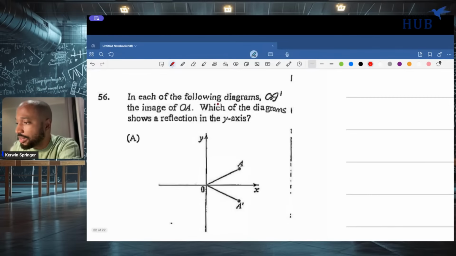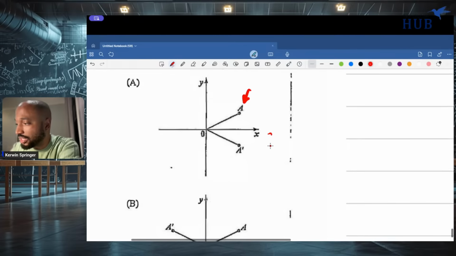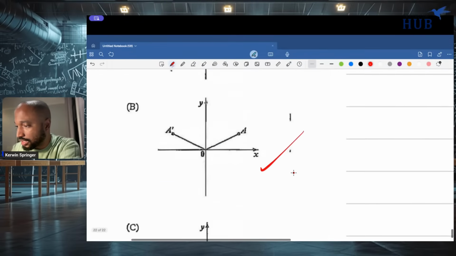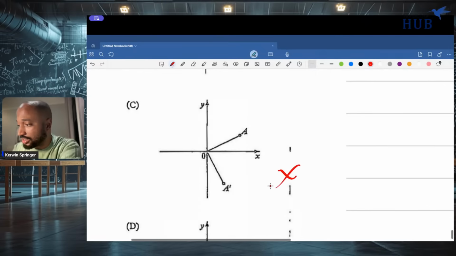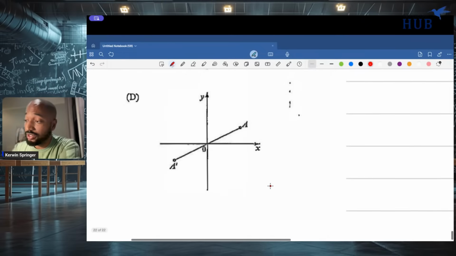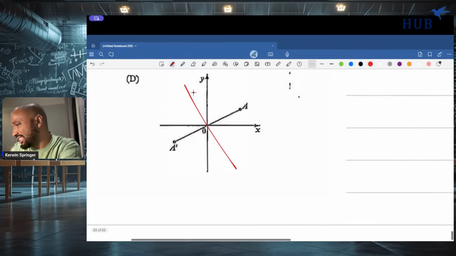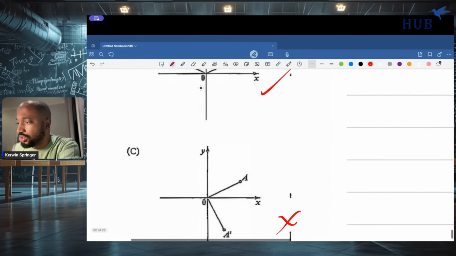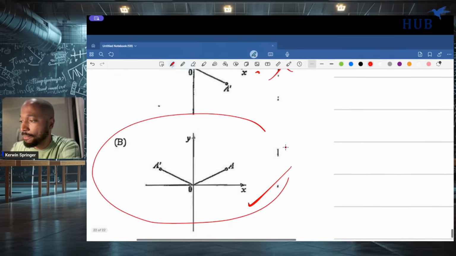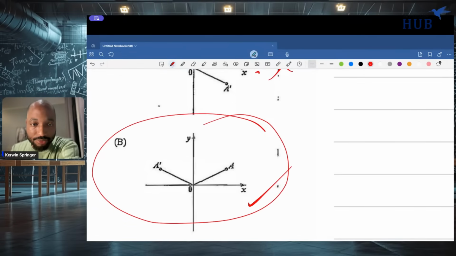In each of the following diagrams, OA, the image of OA, which of the following shows a reflection in the y-axis? So this is the object, that's a reflection in the x-axis. This is a reflection in the y-axis. This is, I don't know what that is. That's a rotation. This is a reflection in the line y equals negative x or some kind of thing. Or not even negative x, the gradient looks a little off. So the answer is B. We move on with the course of our life.